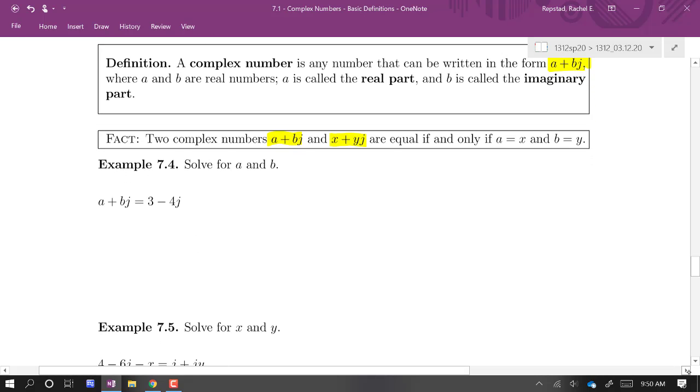So if I wanted to solve for a and b, that's actually pretty easy here, right? If a plus bj is 3 minus 4j, the only way that happens is if the real parts are the same, which tells us that a is equal to 3, and the imaginary parts are the same. And that imaginary part is negative 4.